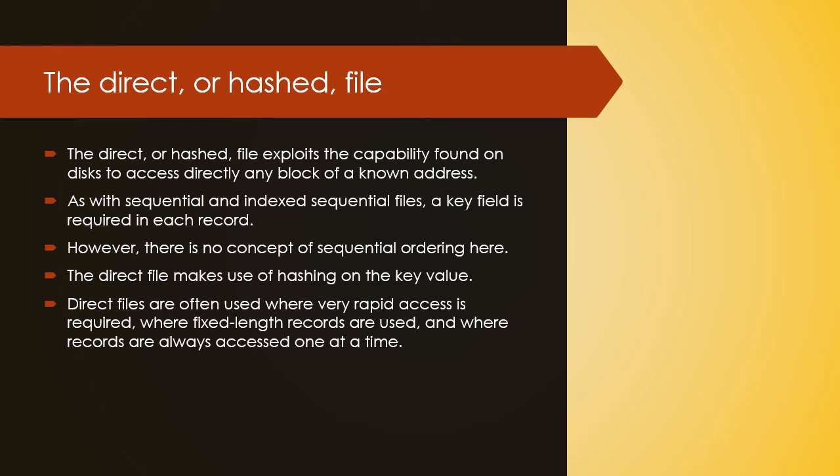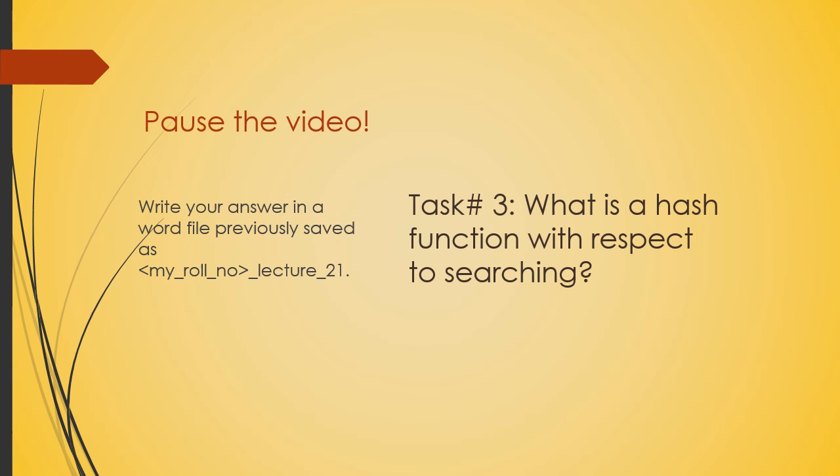Direct files are often used where very rapid access is required, where fixed length records are used, and where records are always accessed one at a time. Examples are directories, pricing tables, schedules, and name lists. Pause the video and give me the answer to this question. What is a hash function with respect to searching?